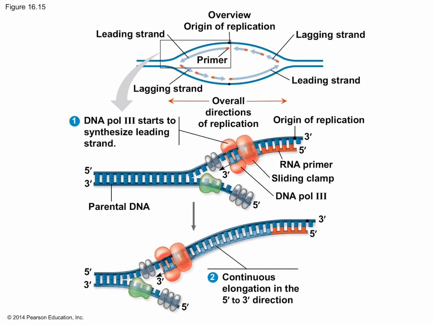Okay, so let's look at what's going on. Up here we have a replication bubble, right? We have a replication fork moving that way and a replication fork moving that way. We have two strands that are being built: what's called the leading strand and what's called the lagging strand. Right now we're going to focus on the leading strand. The leading strand is the easy one to understand, all right? Down here, what you see is what's called leading strand replication.